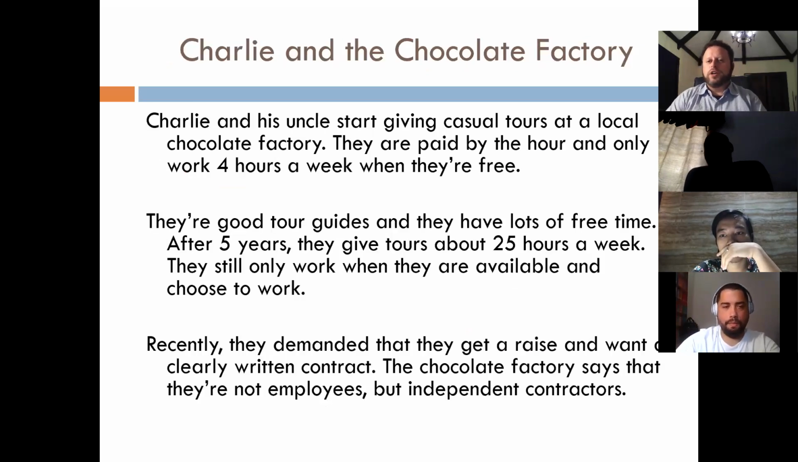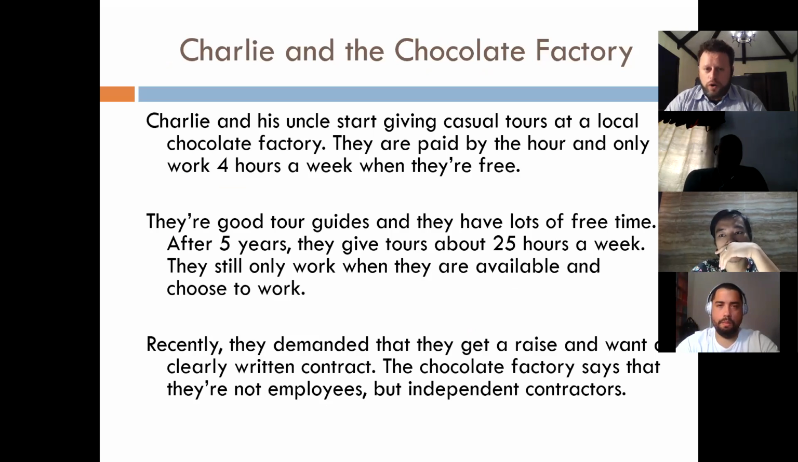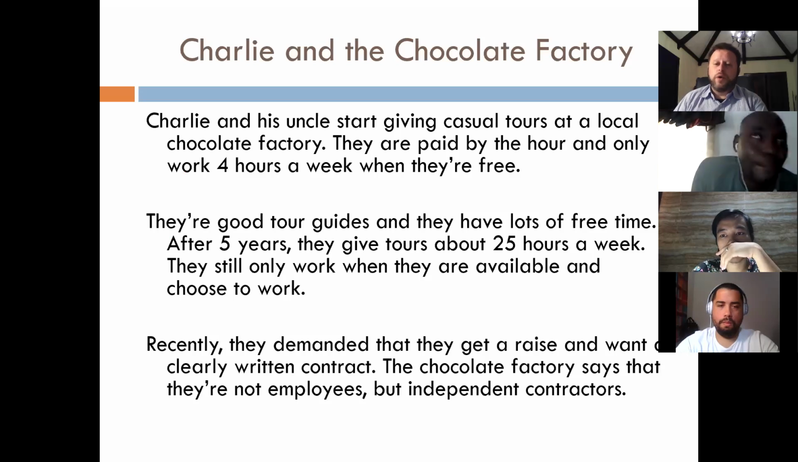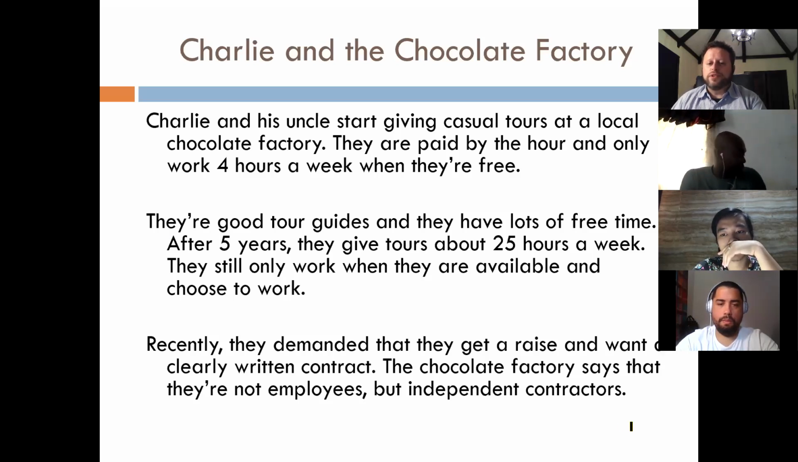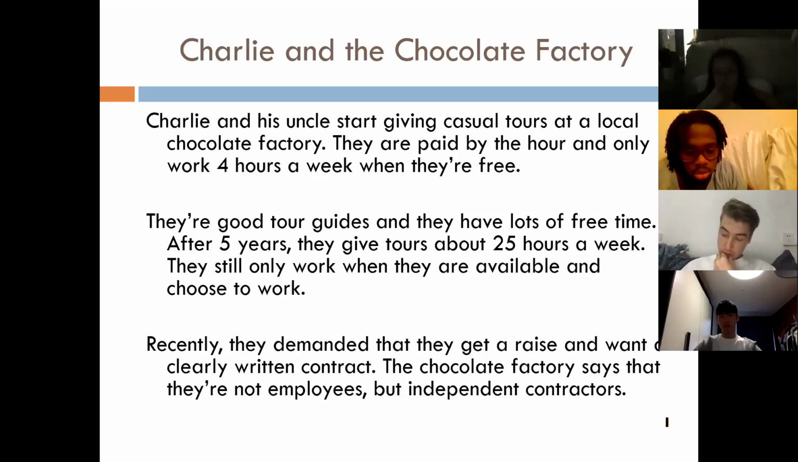Charlie and his uncle start giving casual tours at a local chocolate factory. They're paid by the hour and only work 4 hours a week when they're free. They're good tour guides and they have lots of free time. After 5 years, they give tours about 25 hours a week, but they still only work when they're available and when they want to. Recently, they demanded a raise and they want a clearly written contract. And the factory says, no, look, you're not employees, you're independent contractors. Let's go through this, Harry. Are they employees or independent contractors?